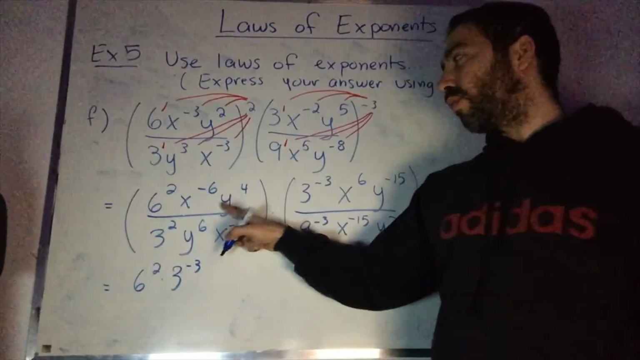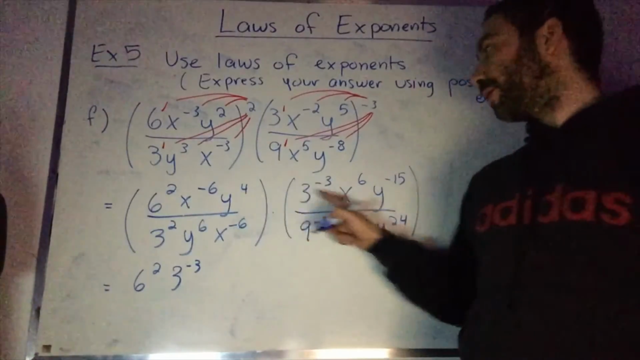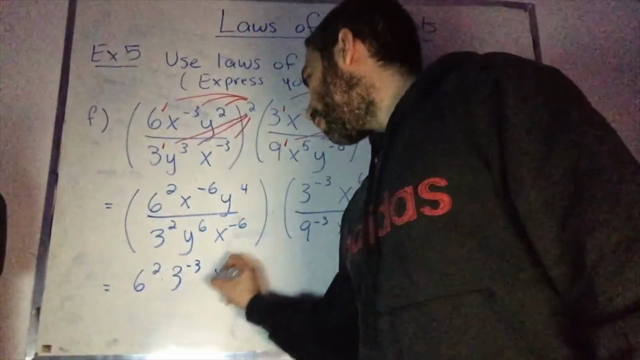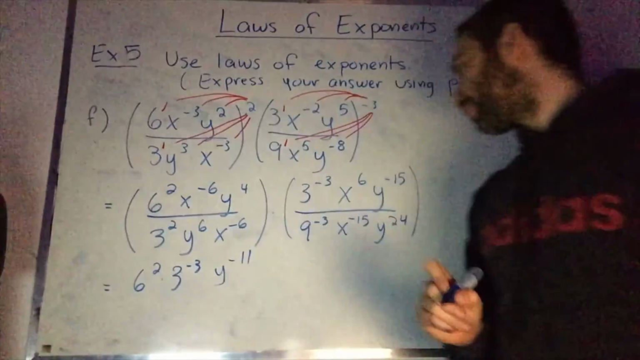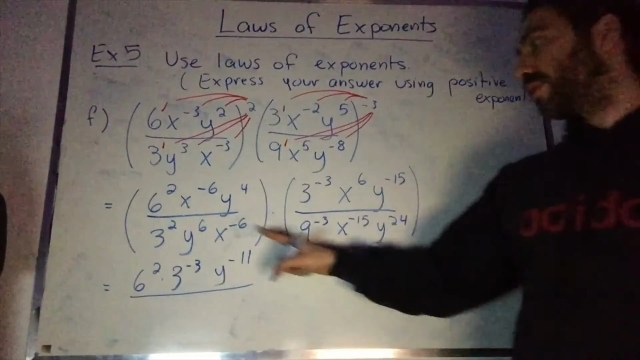Next we have the y's, y to the 4 times y to the negative 15. We add the exponents because we're multiplying. So 4 plus negative 15, we get y to the negative 11. Okay, so the top is done. Let's do the bottom. Again, let's ignore the numbers. Let's put them to the front.